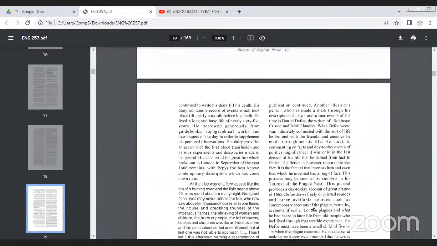His diary contained a record of events which took place till nearly a month before his death. He lived a long and busy life of nearly 85 years. He borrowed generously from guidebooks, topical works, and newspapers of the day in order to supplement his personal observation. His diary provides an account of the first blood transfusion and various experiments and discoveries made in his period. His account of the Great Fire which broke out in London in September of 1666 remains with Pepys's the best known contemporary description which has come down to us.